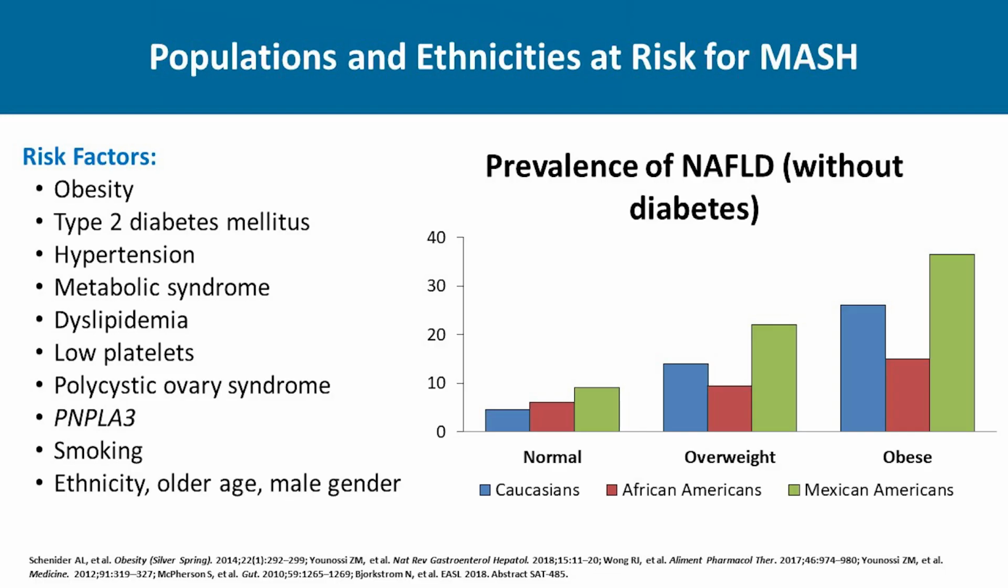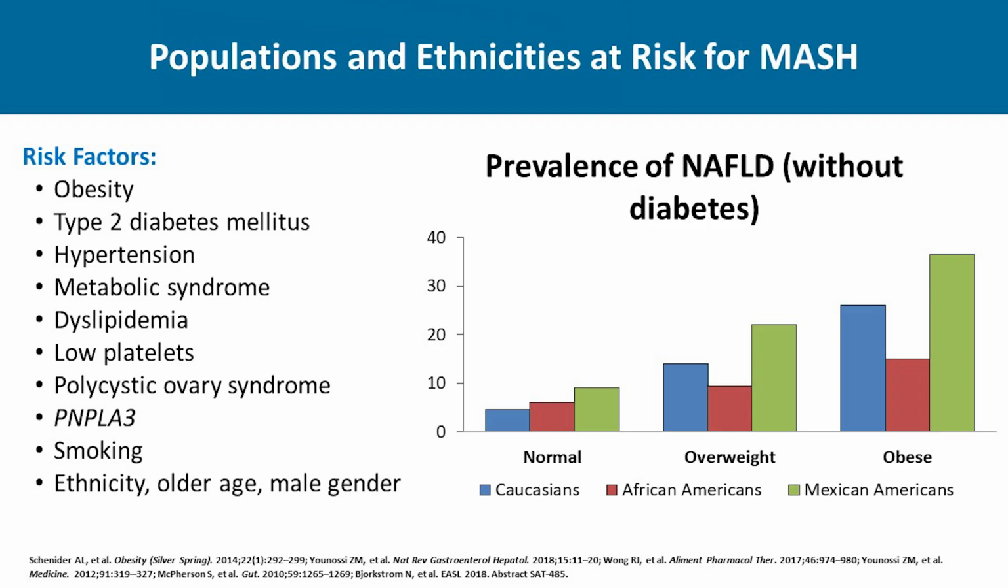PCOS, so it's also associated with fatty liver. There are some genes that may put you at risk. Do we test for them? No, we don't have to because they are not very common. But you may have heard that there's also some genetic background, especially among Hispanics. They have this PNPLA3. It's a genetic variant that puts you at higher risk. Smoking. And then ethnicity changes things too.